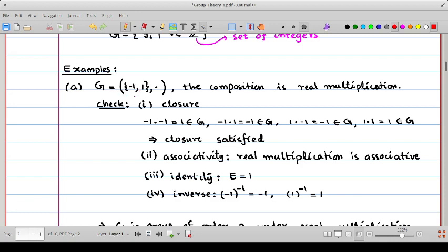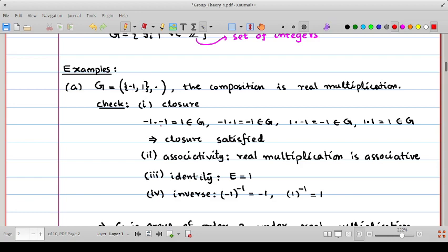To verify that this is a group, we check whether it satisfies all the properties required of a group. First, we consider the closure property. The closure property means that the composition of any two elements of the group should also be an element of the group. So, we first consider the composition of the first element, which is -1, with itself.